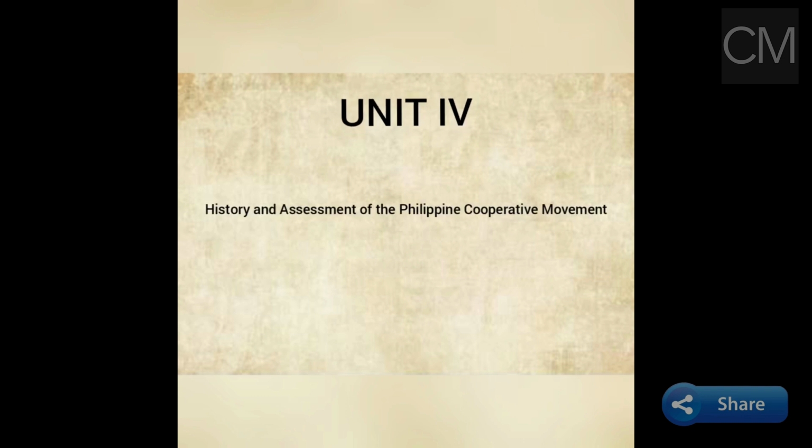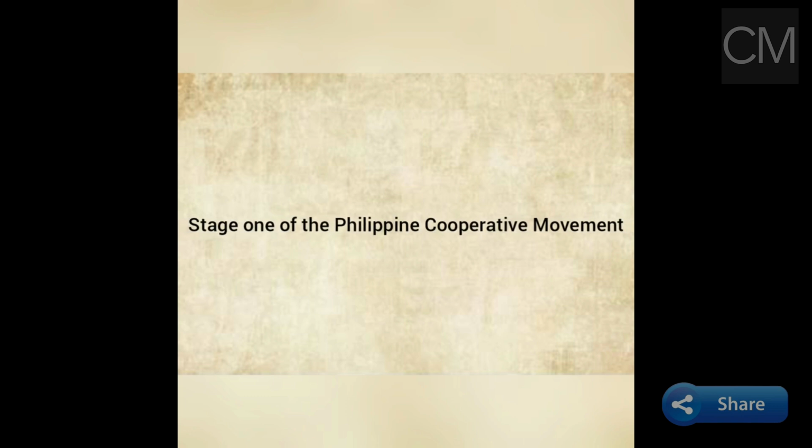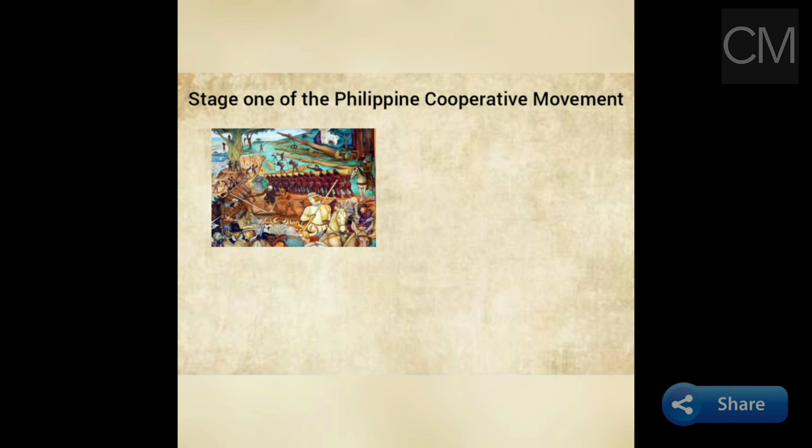Unit 4: History and Assessment of the Philippine Cooperative. There are 3 stages in here. Stage 1 of the Philippine Cooperative Movement. First is the pre-formation period, also known as the Spanish period. During this period, in the latter part of the Spanish colonization, the local gremios and other self-help associations emerged, thus starting the cooperative movement in the Philippines.